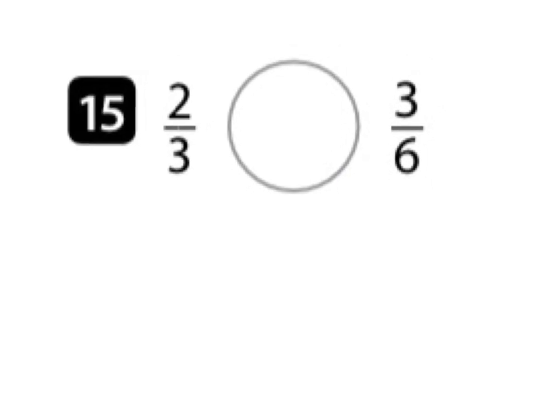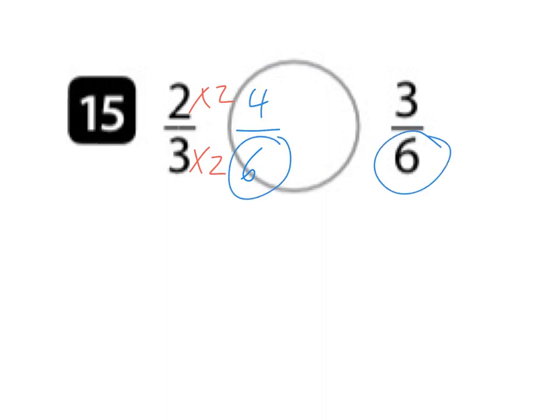And finally, number 15, the easiest way here is to go ahead and get common denominators, which would be 6. And my new numerator would be 4 and 3. And whenever you have common denominators, look at your numerators, and whichever numerator is larger, that's your larger fraction. So 2/3 is greater than 3/6.